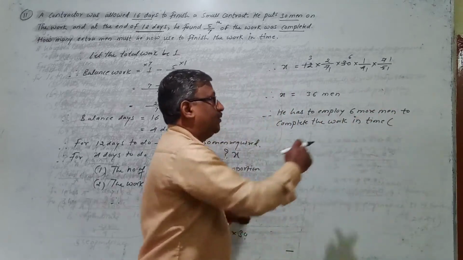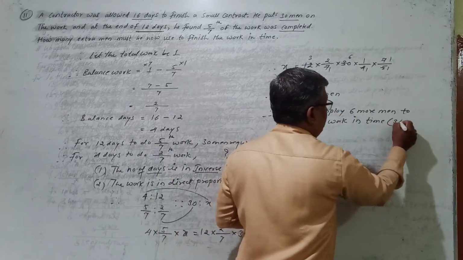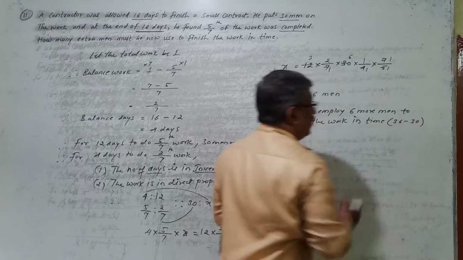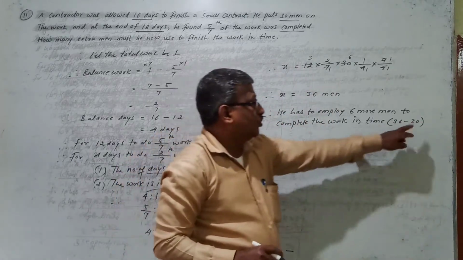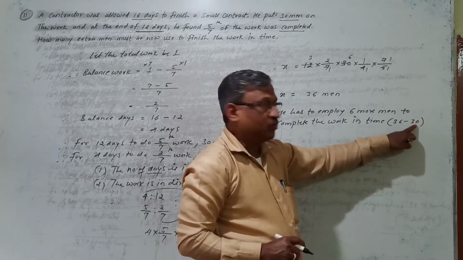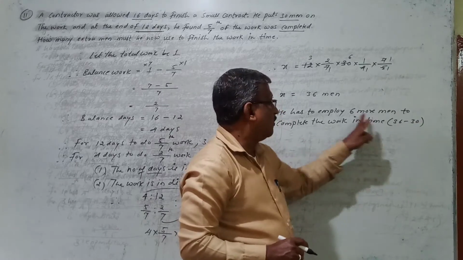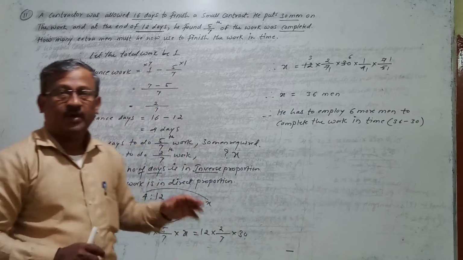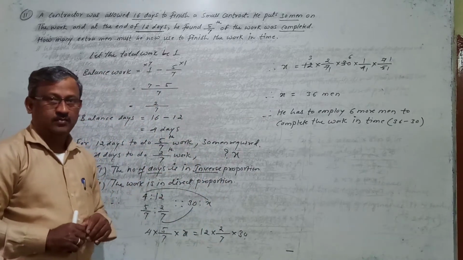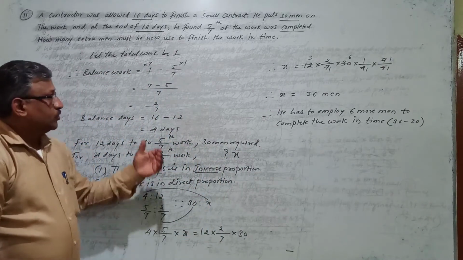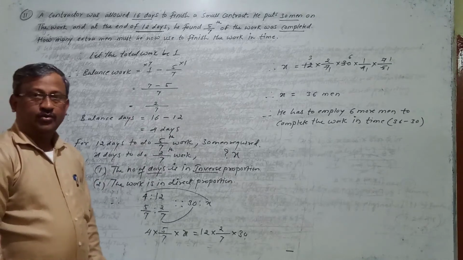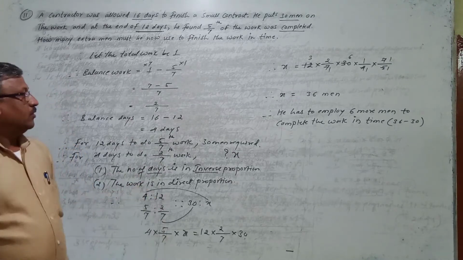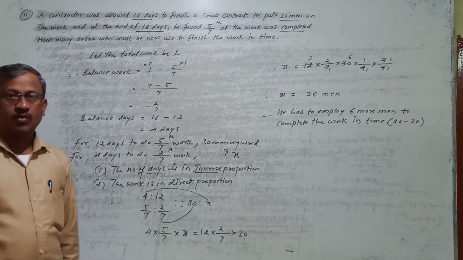How is 6 obtained? Mention that in brackets: from these 36 men, you have to subtract 30 men. Originally how many men were there? 30. So subtract 30 from 36. You will come to know how many extra men he has employed to complete that balance work. Clear? I hope this is clear to you all. Or we'll continue with the next problem.